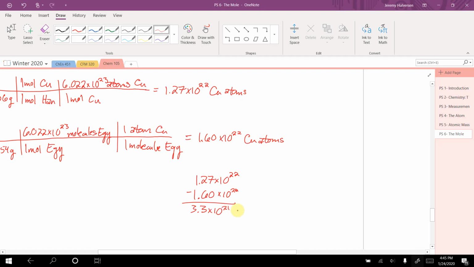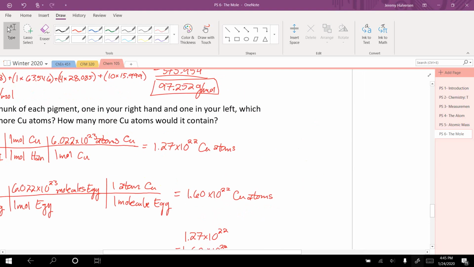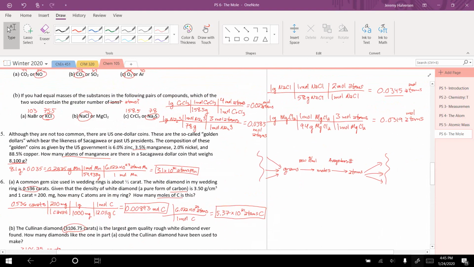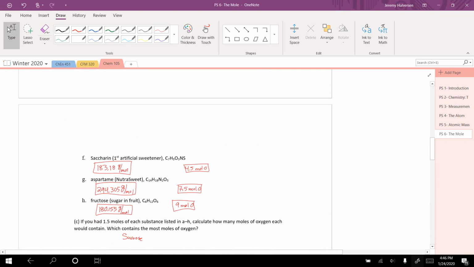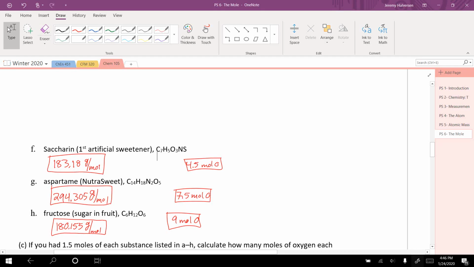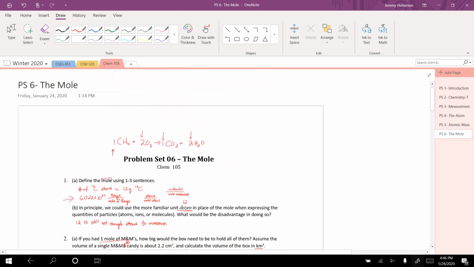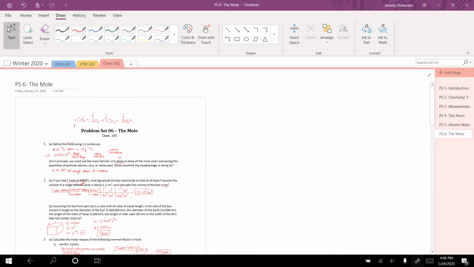That's the right answer. That's the difference in copper atoms. So really the takeaways that you need to get from this problem set are getting comfortable converting between grams to moles and moles to atoms, as well as understanding when we're talking about moles, understanding how these numbers in a chemical formula relate to the amounts of atoms. They also relate to the amounts of moles of atoms, and kind of getting comfortable with that terminology. There you go. That's problem set 6 about the mole.